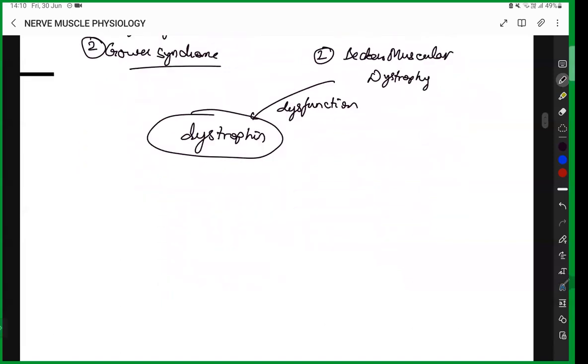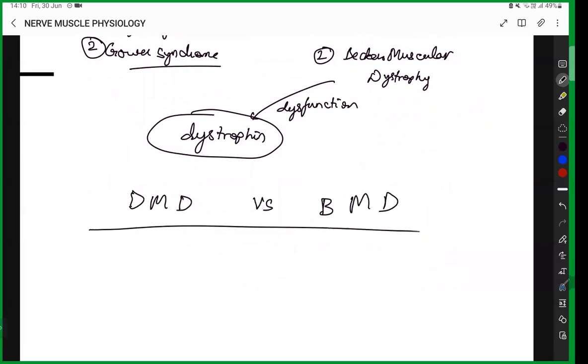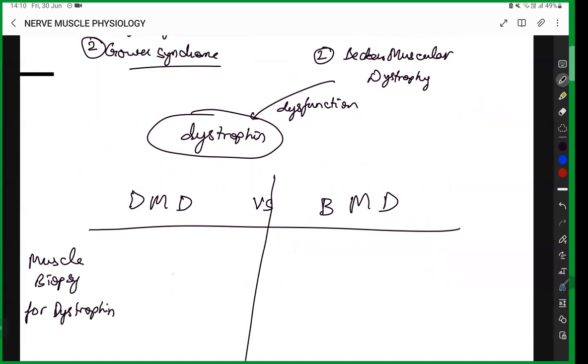But how to differentiate between Duchenne's muscular dystrophy versus Becker's muscular dystrophy by a simple test? That is muscle biopsy. When you take a muscle biopsy for dystrophin, what happens? In Duchenne muscular dystrophy, it is complete absence, so you will have negative. Whereas in Becker's muscular dystrophy, you will have positive, but here there is a dysfunction of your dystrophin protein. This is one important applied physiology which I had left.